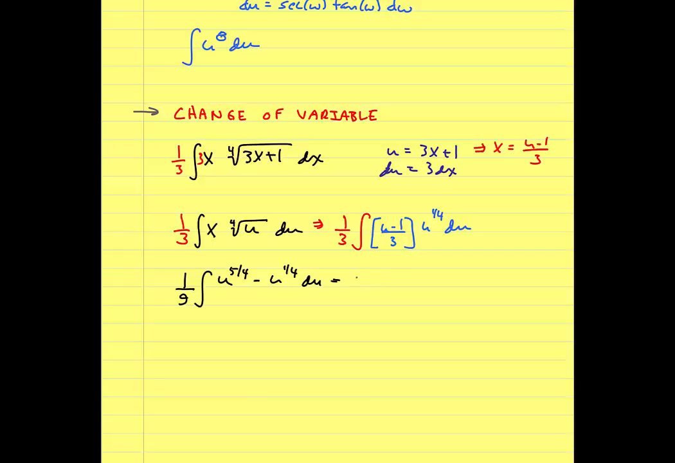And now I'm ready to go through and add 1, divide by the sum. So 5/4 plus 1 would be 5/4 plus 4/4, which is 9/4, divided by 9/4, minus u to the 5/4 divided by 5/4. And then of course we have some plus c there as well, but we're not going to worry about the constant of integration until we get to the end, because I need to simplify this and then get it back in terms of x.